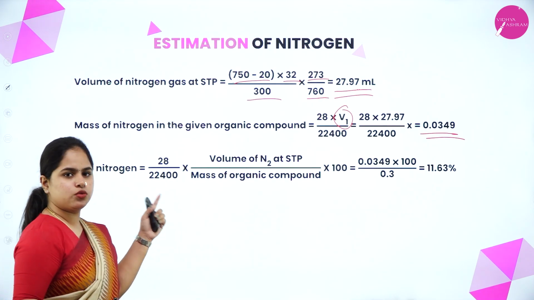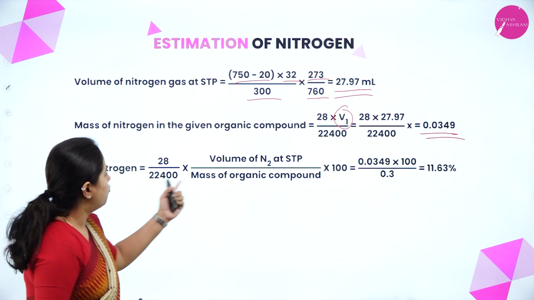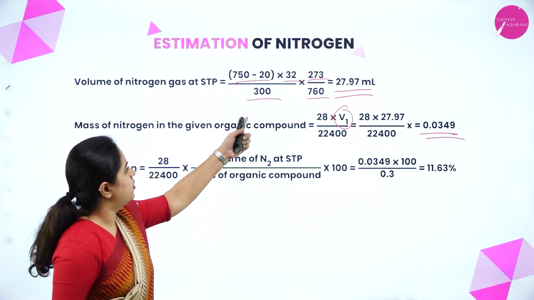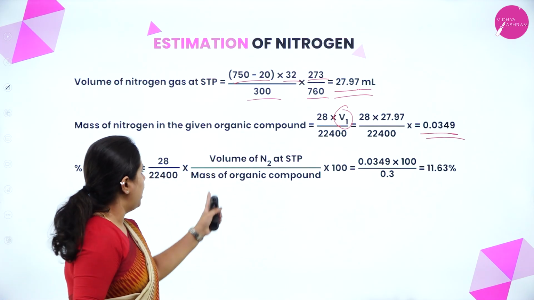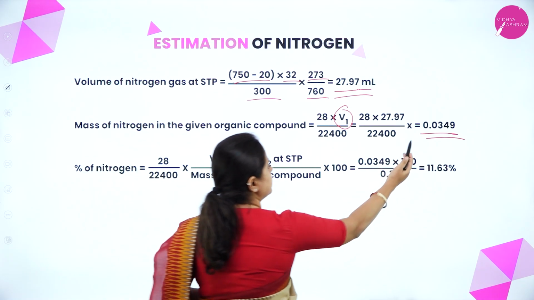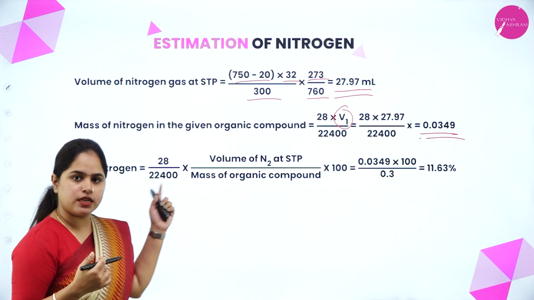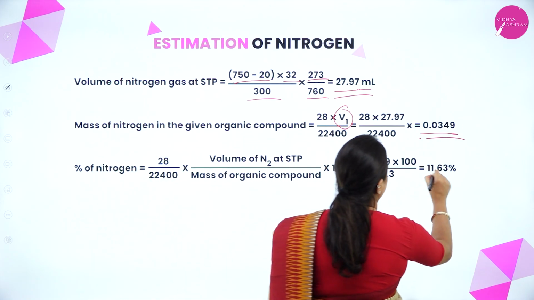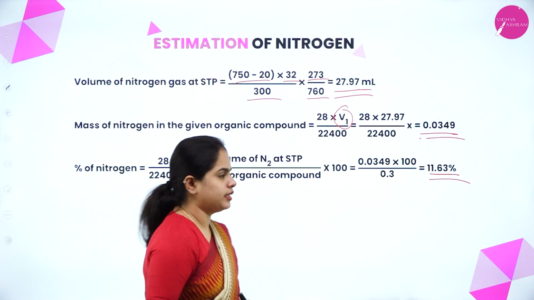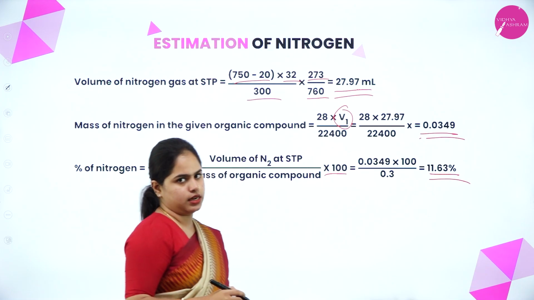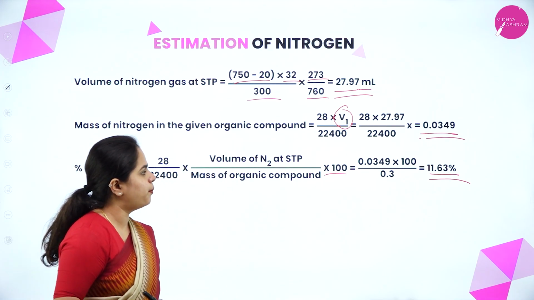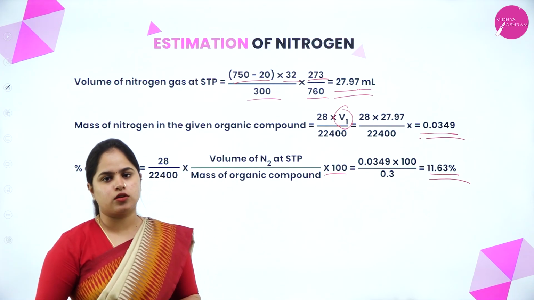28 by 22,400. Already there. Volume of nitrogen gas at STP. This is what we have calculated now. And the mass of organic compound is this one, right? And finally, if we substitute all of this, we get the answer as 11.63%. So, this 100 also is necessary here. So, that is equal to 11.63. So, I hope the calculation is clear.